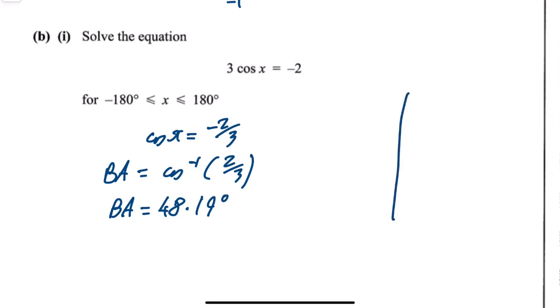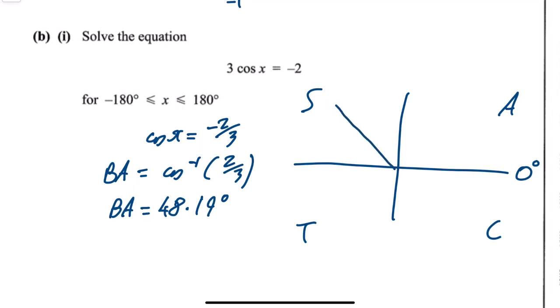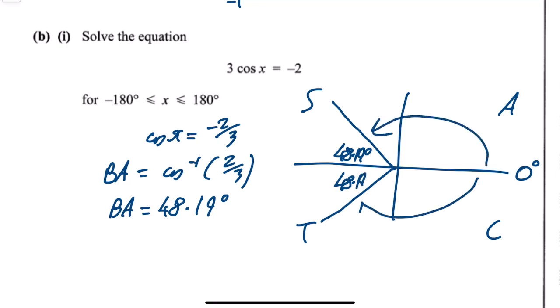And then I'll do my CAST diagram. The only thing I mark on is where 0 is on my axes. Now you're looking at the fact that cos x was minus, so it's going to be in the place where cos is negative. So that's going to be 48.19 here and 48.19 here, going round the positive way and then round the negative way. So my answer, x is equal to plus or minus 131.81 degrees.